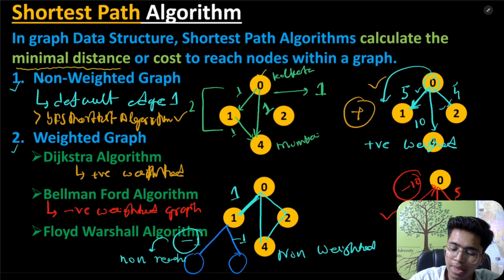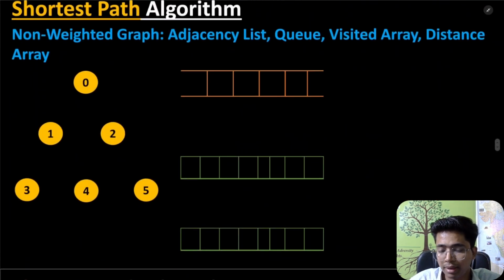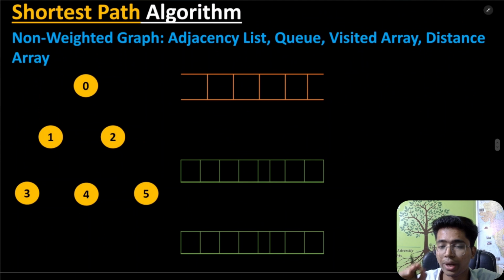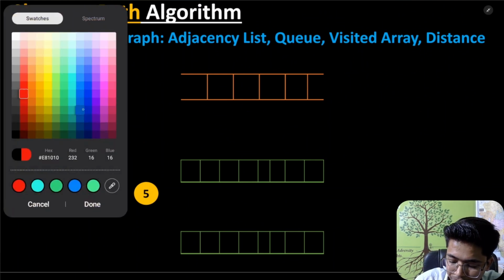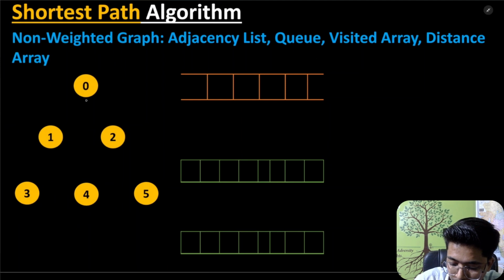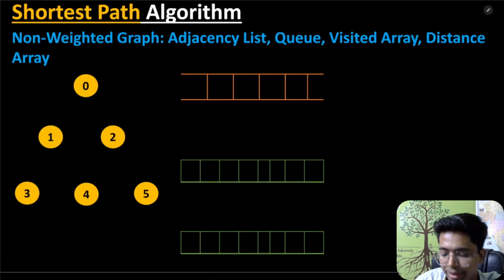So in today's video session, we'll be observing the BFS shortest algorithm, I mean the non-weighted case, when a graph does not have weights. So let's say this graph is connected like this. First, this 0, we can call it any city or any node. So 0 is connected with 1 and 2.